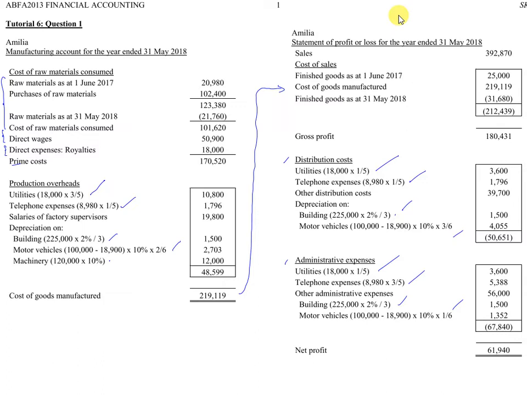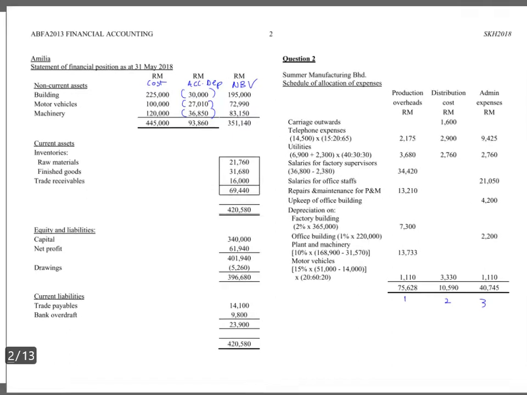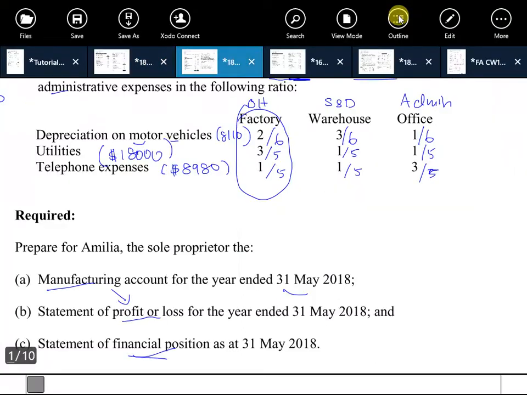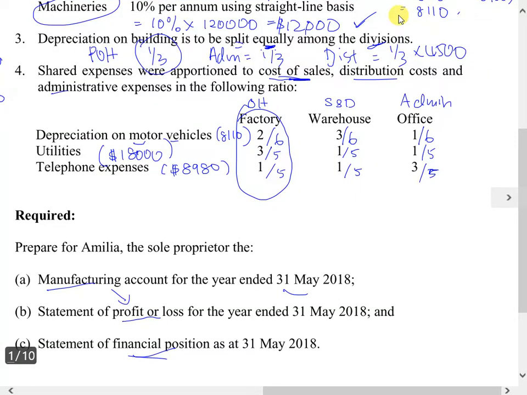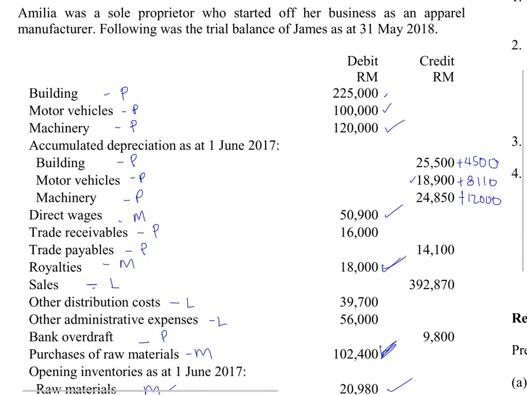You got two more columns. Question 1. Now, before I show you SFP, we start with what? Statement of financial position, non-current asset. How many non-current assets do I have here? 3 or 6? 3 assets. 3 cost, 3 accumulated. I got building, motor vehicle, and machinery only. So cost less accumulated, net book value.